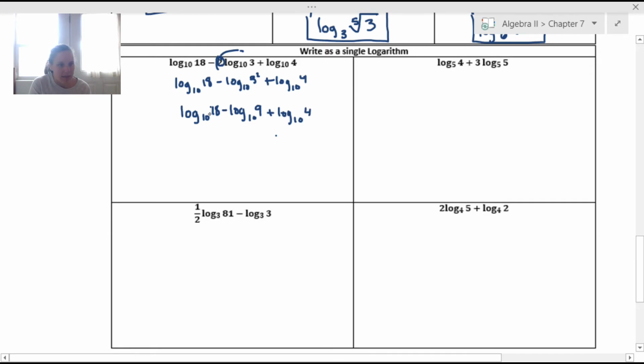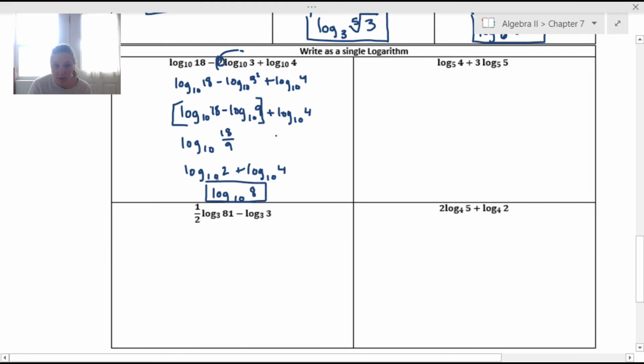Log base 10 of 18 minus log base 10 of 9. This part right here is going to change into a division. Log base 10 of 18 divided by 9. 18 divided by 9 is 2. So I've got log base 10 of 2, and then I'm just going to add this down here, plus log base 10 of 4. Now I'm multiplying those two together using that first, the product of logarithms property. So 2 times 4 is 8. So we got log base 10 of 8.